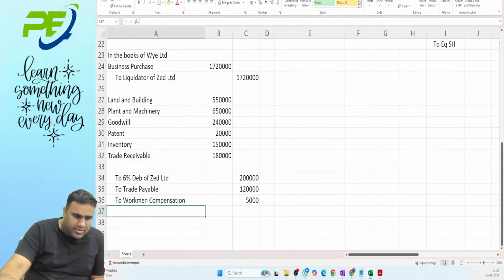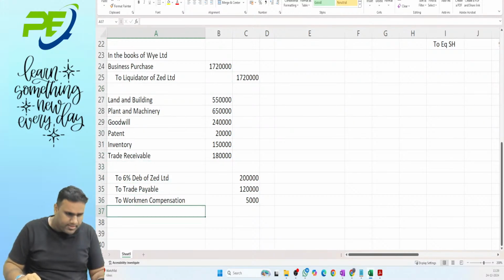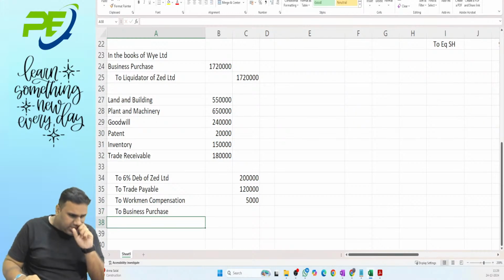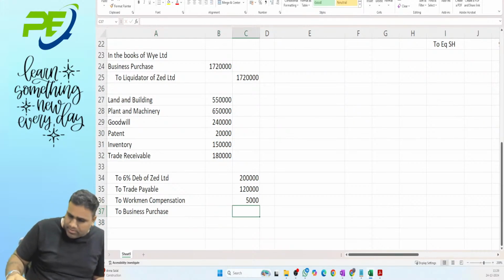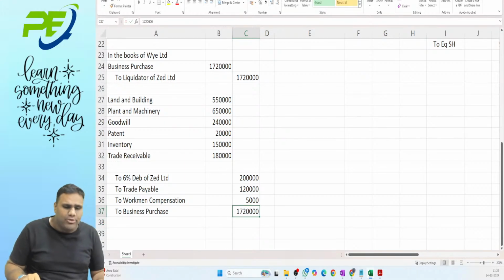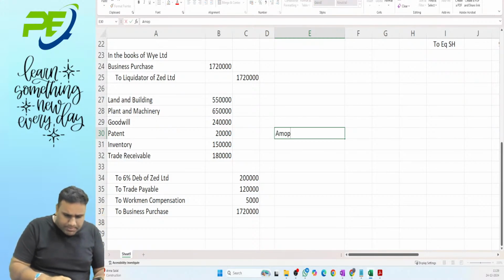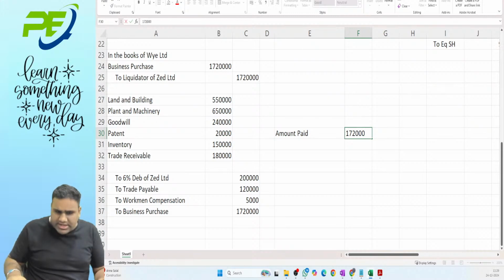Then, to business purchase. What's the amount? 17 lakh 20,000, everyone. Now, a very simple max. Amount paid to acquire the company, 17 lakh 20,000.